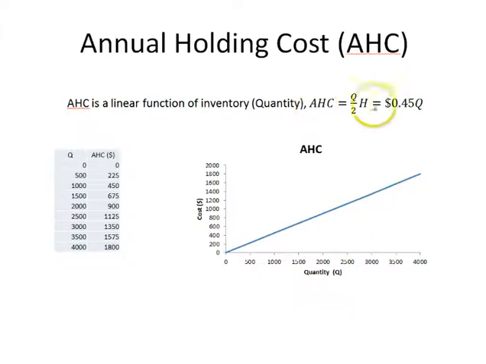The annual holding cost, 0.45 Q, is a linear function, with a linear relationship with quantity. So if the horizontal line represents quantity and the vertical line represents our annual holding cost, we see it's a straight line. As the quantity is increased, the annual holding cost increases in a linear fashion.